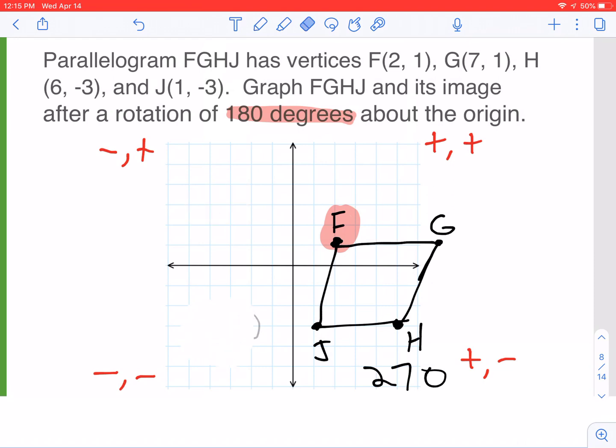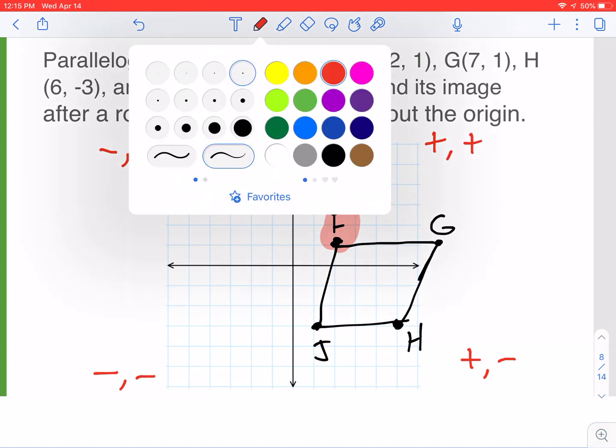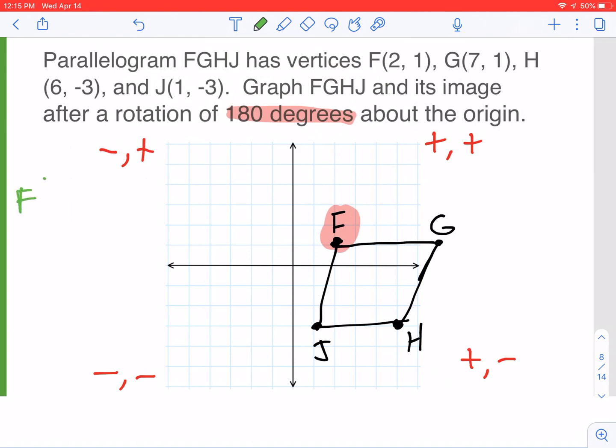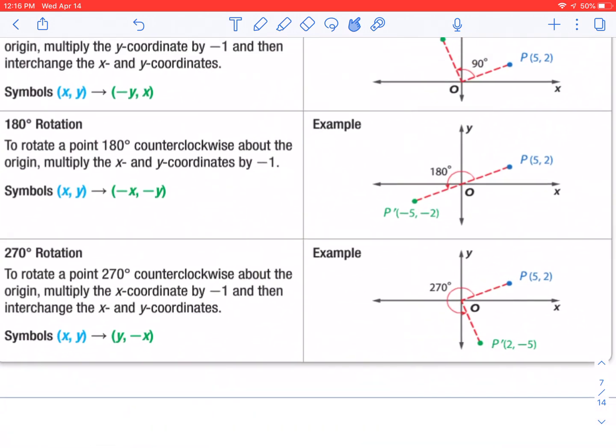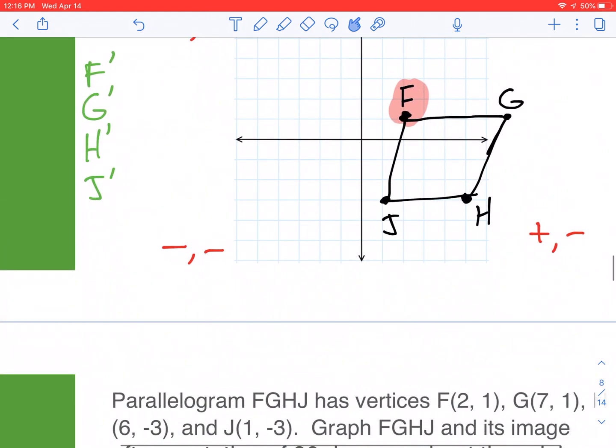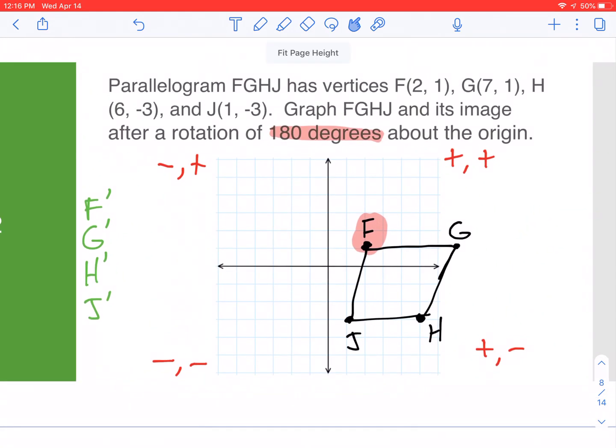I am going to erase the points. Now we are going to find the points F prime, G prime, H prime, and J prime. You can look back up here in your chart to help you with 180. You can see that both numbers are going to turn opposite. I'm going to try to come up with a way that might be a little bit easier to figure that out.